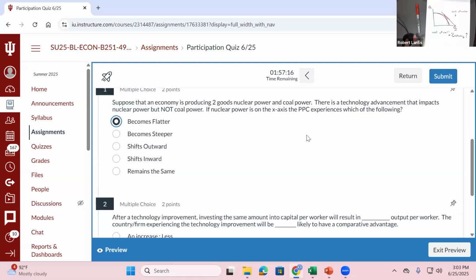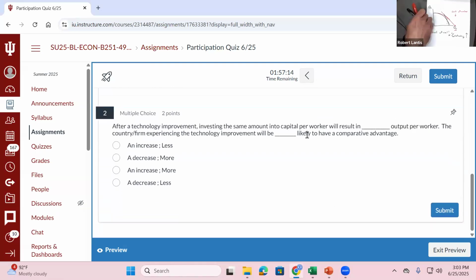All right. So we've got it becomes flatter. The next question combines two concepts into one, so we're going to have two graphs to understand this. The first is, I have this technology improvement. Investing the same amount into capital per worker is going to result in more or less output per worker. Once again, I'll draw it out for you, but if I have technology improvements, the same amount invested that I had before should now lead to higher levels of output. Hopefully an increase is an easier one to understand here.